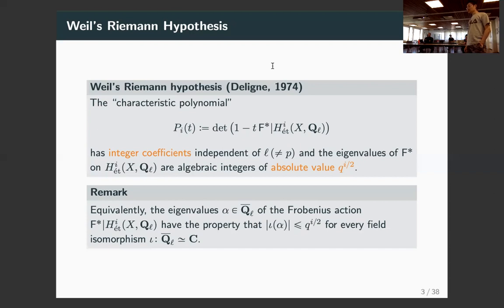So here we need to fix a field isomorphism iota. This is also used in Anna's talk. This is common in weight theory. If we want to talk about the absolute value of a Q_l bar number, then we need to choose the isomorphism with C, then embed this alpha into C, then talk about the absolute value.